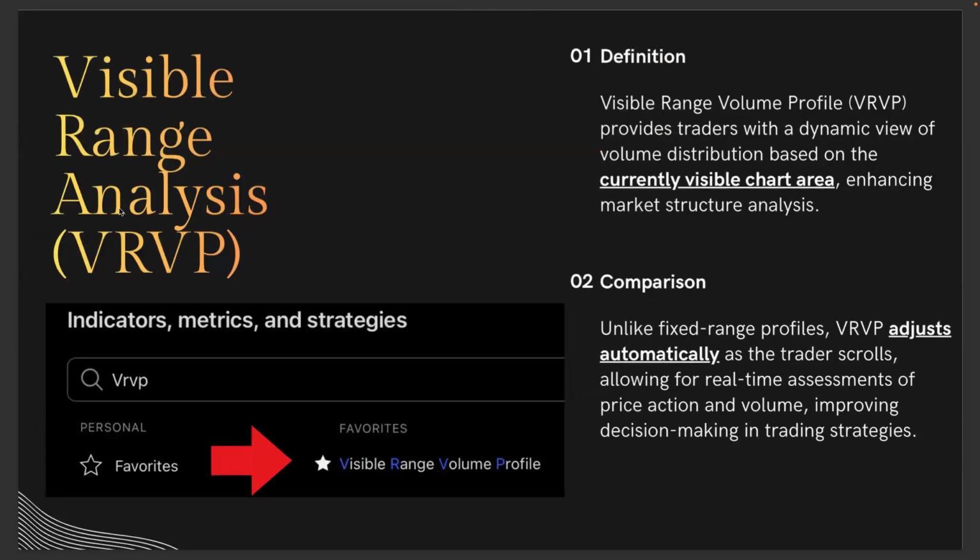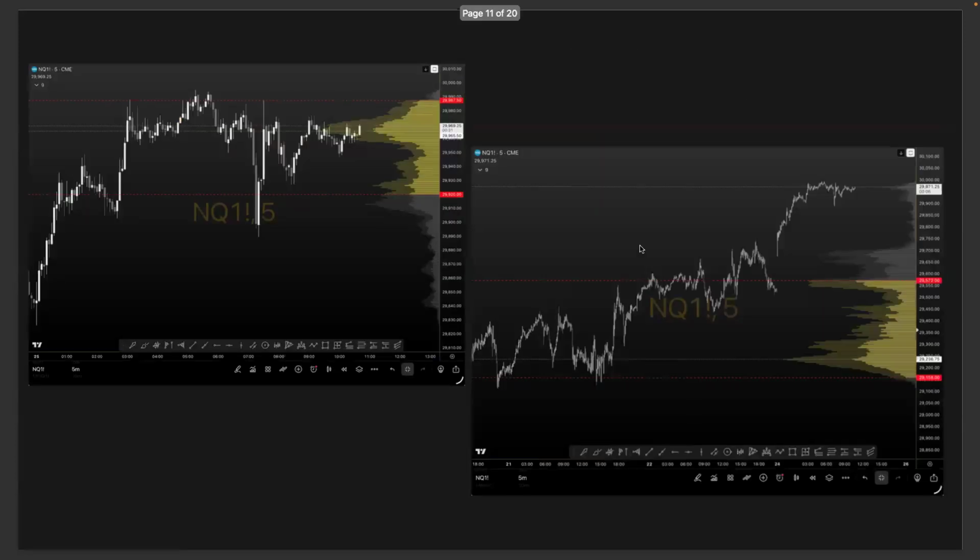Then you have visible range volume profile, or VRVP. Sorry, that's a typo. It again provides the view of volume distribution based on the currently visible chart area. So when you move on the chart, the volume profile will move and calculate the volume profile based on the candles that are visible on the chart. Like this. This is the same day.